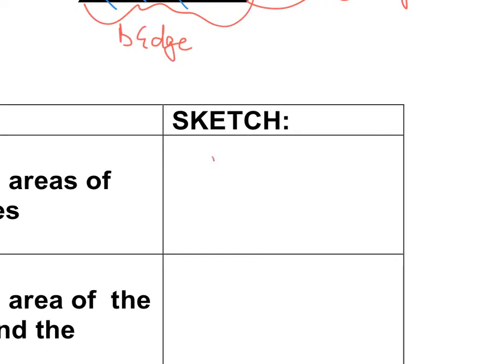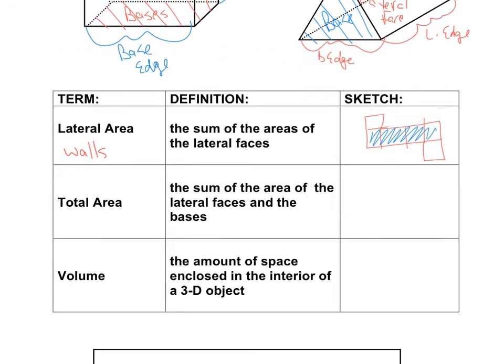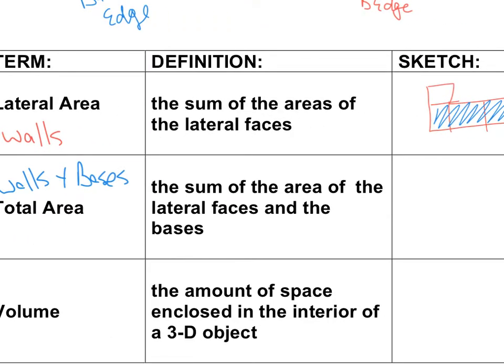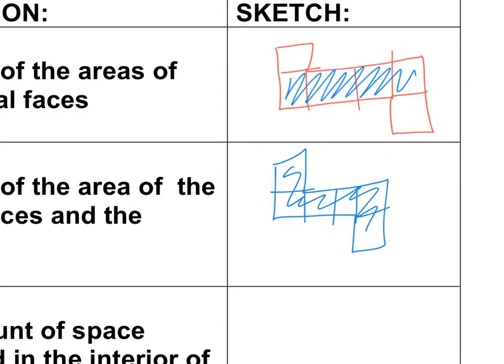If you were doing this in a net, let me draw a quick net of a cube. This would be the walls, all this stuff right here. So if we had a net, we could find the area of each of those pieces and add it together. The total area is the walls plus the bases. And there are going to be two bases in most of ours. So it says the sum of the area of the lateral faces and the bases. So if I was going to take that same drawing, it would be all of it now. So basically it's adding in the bases.